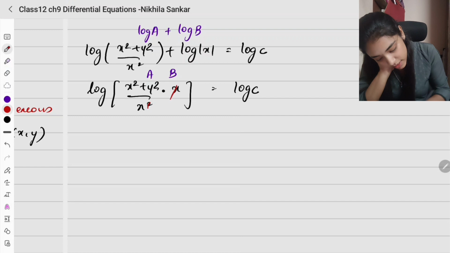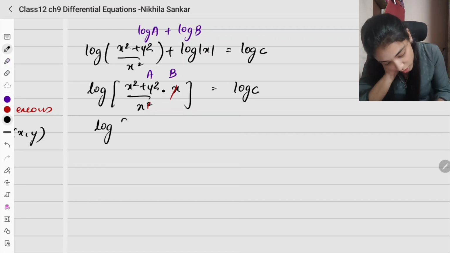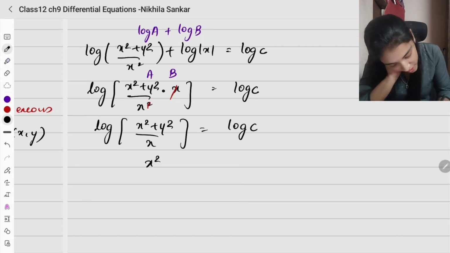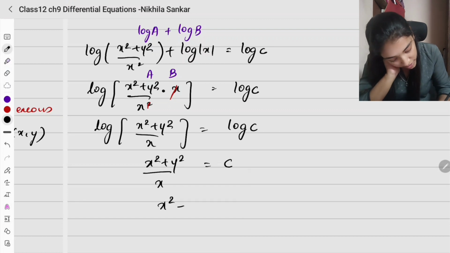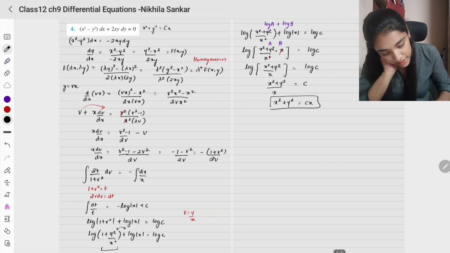I need to cancel these two. So what will I be left with? Log of (x square plus y square) divided by x equals log c. So (x square plus y square) divided by x equals c. Taking anti-log, I'll have x square plus y square equals cx. Okay, simple. Please copy.